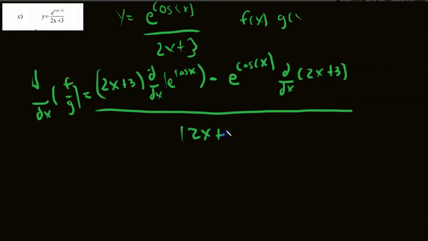So you can make a saying to memorize this, so you don't forget it. Low means the bottom function, high means the top function. Low, d high, minus high, d low, all over the bottom squared. It's kind of like the product rule, derivative of the first times the second plus the first times the derivative of the second.